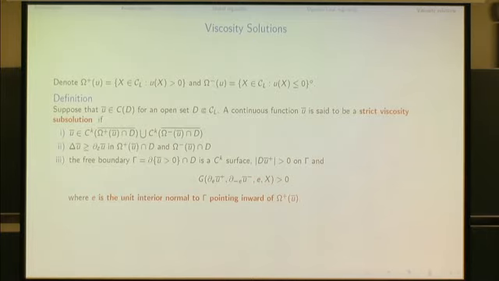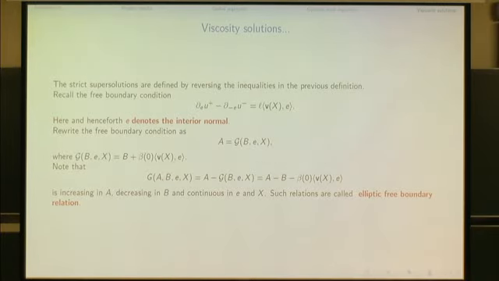It should be elliptic in the following sense: if you just consider this G to be a function of A and B, which represent the normal derivatives of U plus and U minus, then it should be increasing in A and decreasing in B. And recalling our free boundary condition, which is formally written in this form, you see that it's basically a linear function in A and B, right? Therefore, clearly, it's increasing in A and decreasing in B, in the sense that Lewis defined.